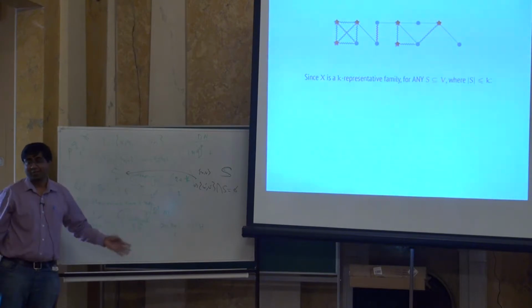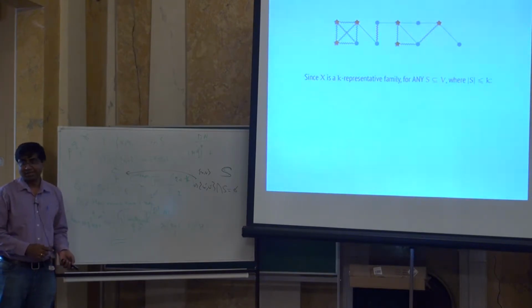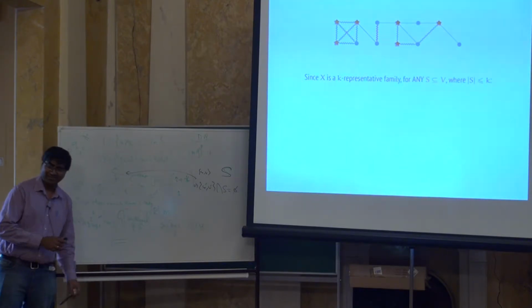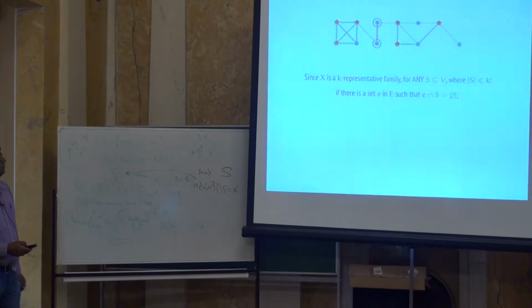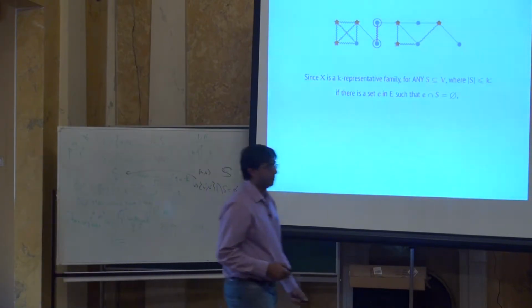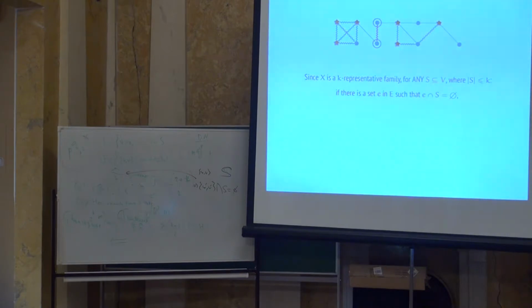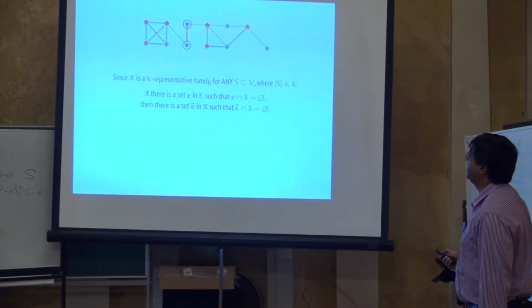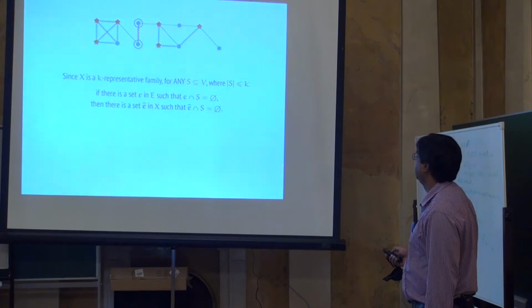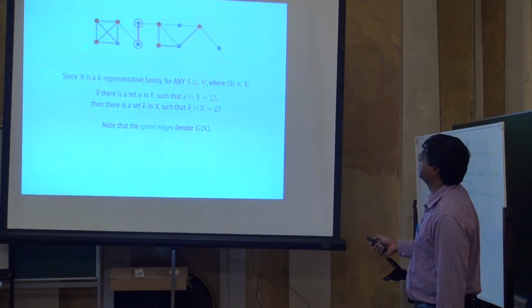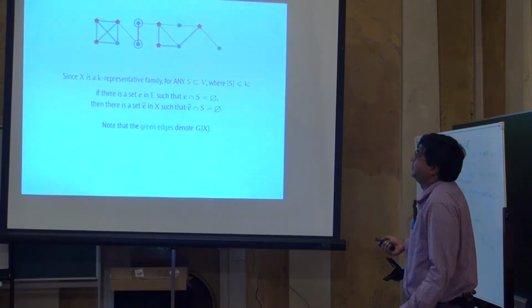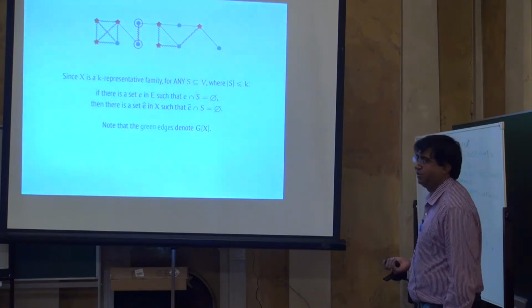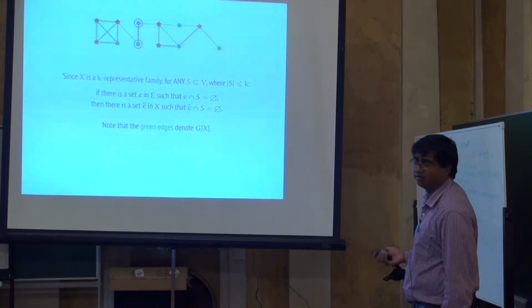This is the most obvious application I have shown you. It is just one representation of how you can use representative families. Okay, this is it. So pictorially, this is what it means: if there's a set E in the edge set such that E intersection S is empty, then there's a set E hat in X so that E hat intersection S is empty. Note that the green edges denote the graph induced on X. It just means that S is not a vertex cover of the smaller graph either. This is it.